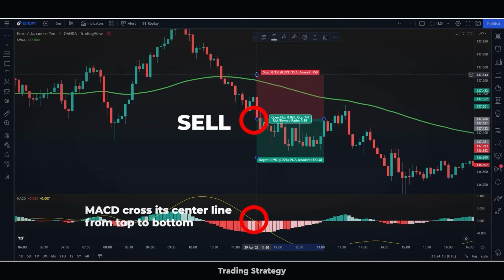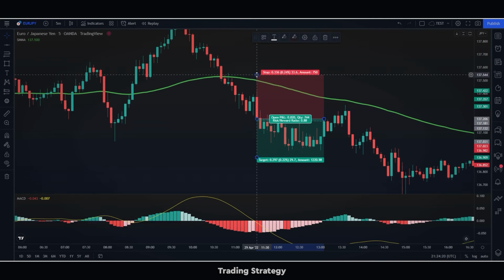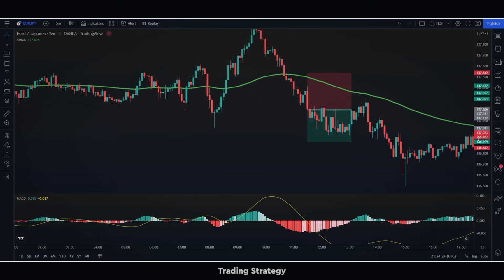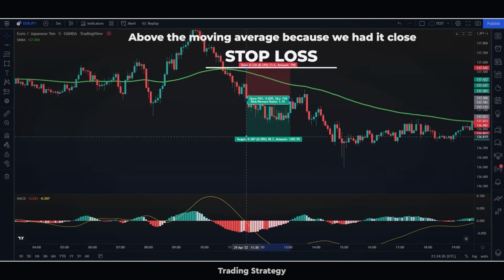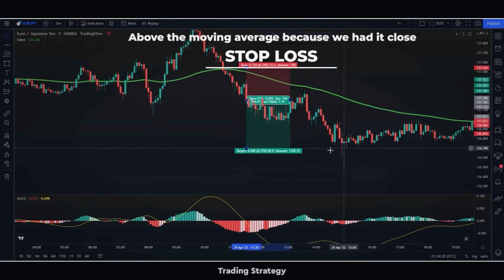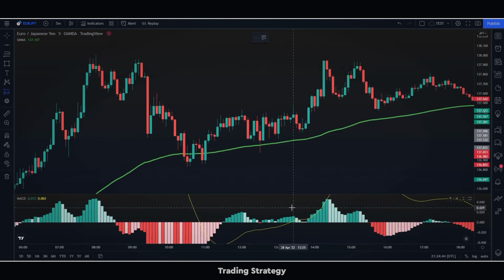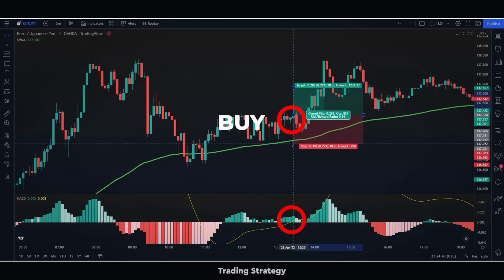We will put our stop loss on top of the last big high, or above the moving average if we have it close, and our take profit in a risk-benefit ratio of 1.5 to 1. This means that we are going to risk 1 to try to win 1.5. Also, if we prefer, we can put our take profit in the support and resistance areas. Let's see some more examples.